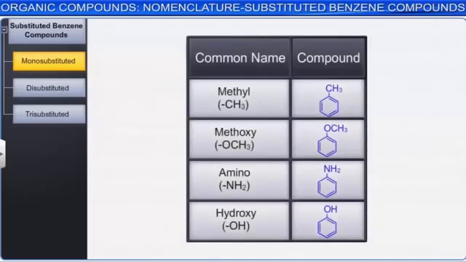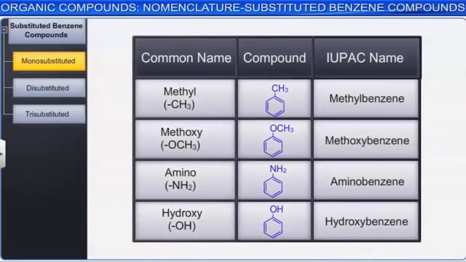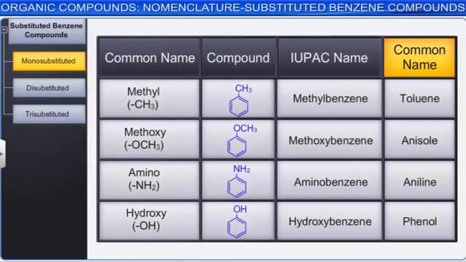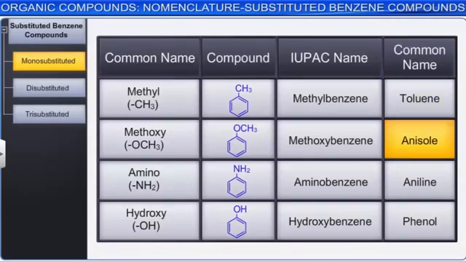Now let us name the following monosubstituted benzenes having the substituents methyl, methoxy, amino, and hydroxy respectively. The names of these compounds are methylbenzene, methoxybenzene, aminobenzene, and hydroxybenzene. The common names for these compounds are also widely in use. The common names for these compounds are toluene, anisole, aniline, and phenol respectively.